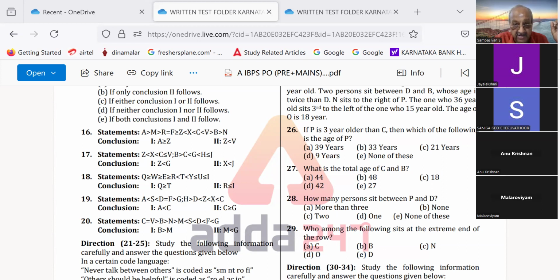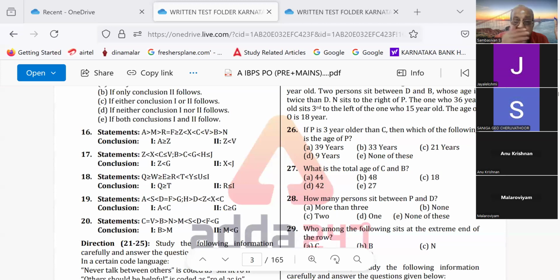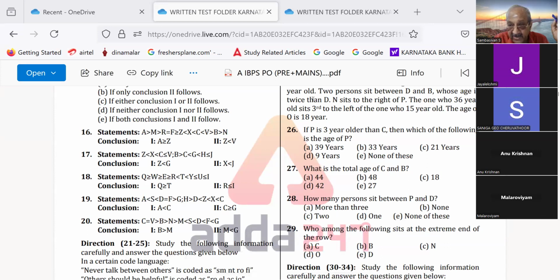Okay, now I am sharing that one with you. So, how many are wrong? All of you have got it correct. Is it correct? All of you have got it correct. Very happy. Please go to question number 18.